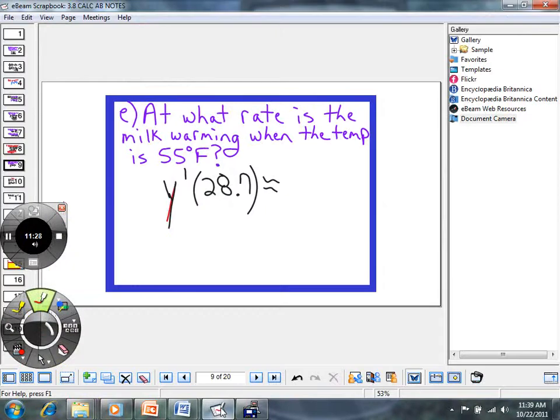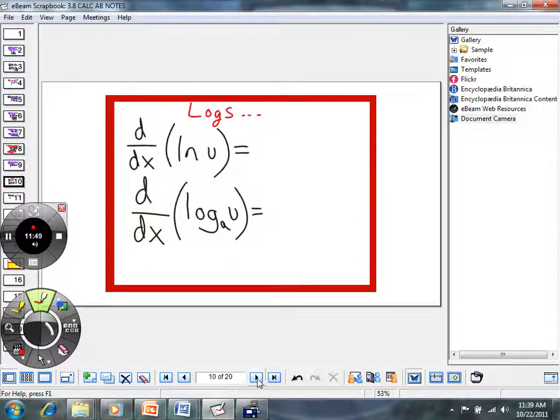So let's go back. Then we would just plug in and say the answer is 0.339, and that's degrees Fahrenheit per minute. So that's the rate of change at that particular moment. Okay? So that's a lot with exponentials. Let's take a look at a couple log things here.